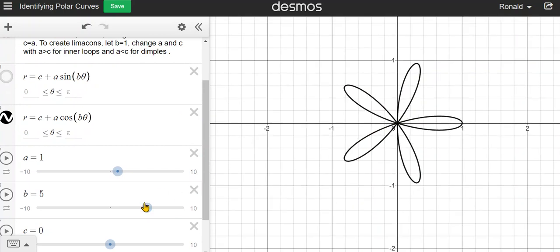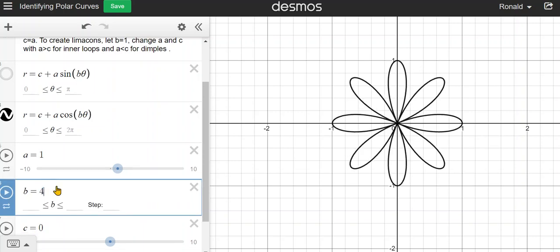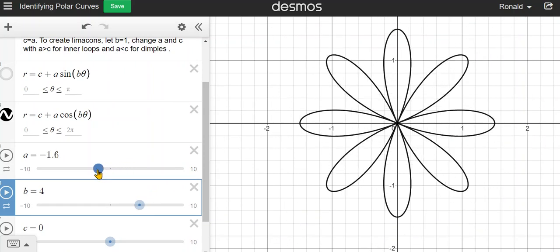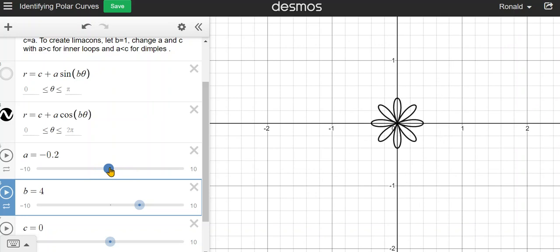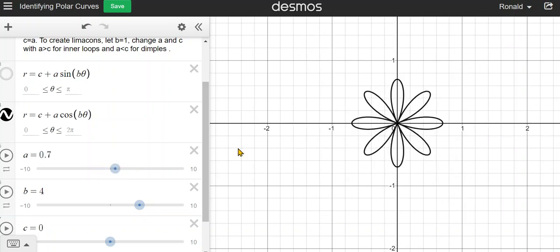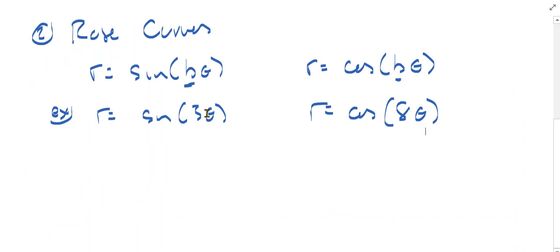So now we're looking at the cosine function, and we have 5 petals. Let me put in just 4 petals, or 8 petals, B of 4. And changing the A value makes the petals larger or smaller. And when it becomes negative, it reflects it over the y-axis. So that is a rose curve. You can identify a rose curve because you have some multiple angle here: 3 times the angle, 8 times the angle. That's the B value.